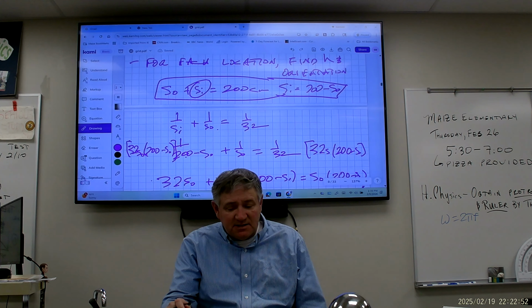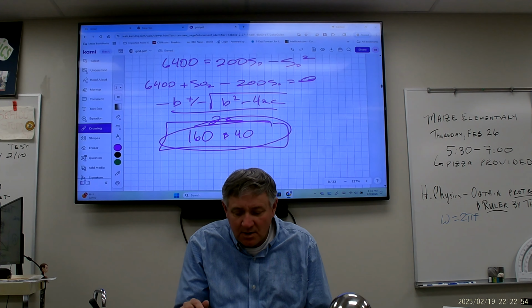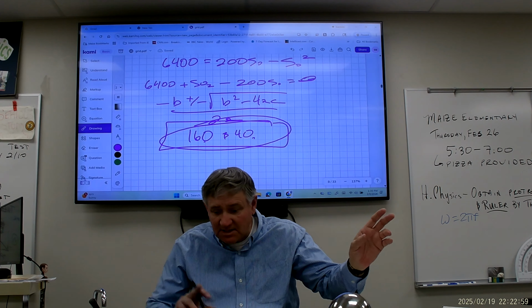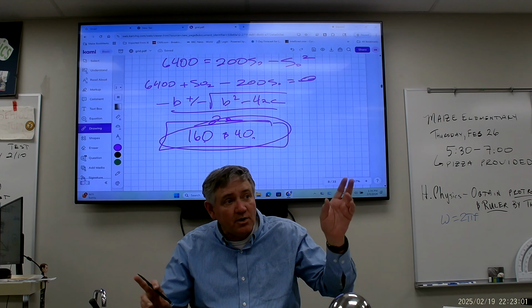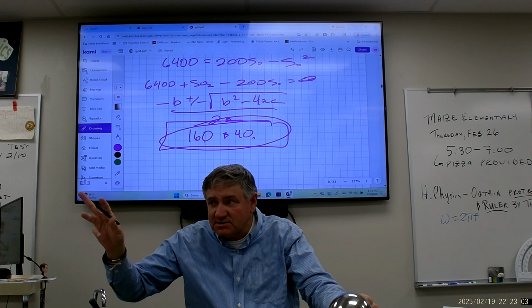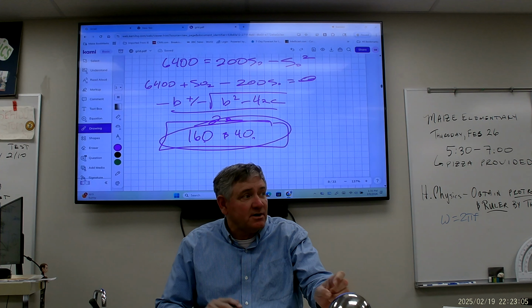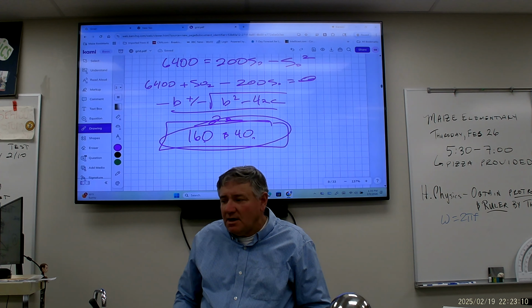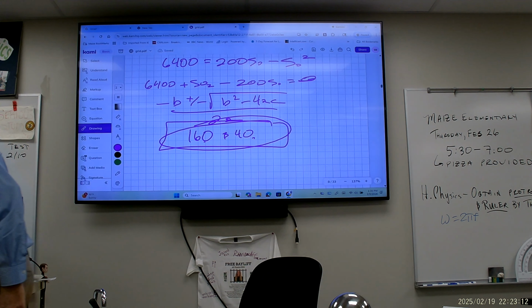So the beauty of this is that you can set this up where you can have either s_o being 160 and s_i being 40, or you can have s_i being 160 and s_o being the other one, because there are two possible locations where you can put the pins. Okay. Whew, that was great.